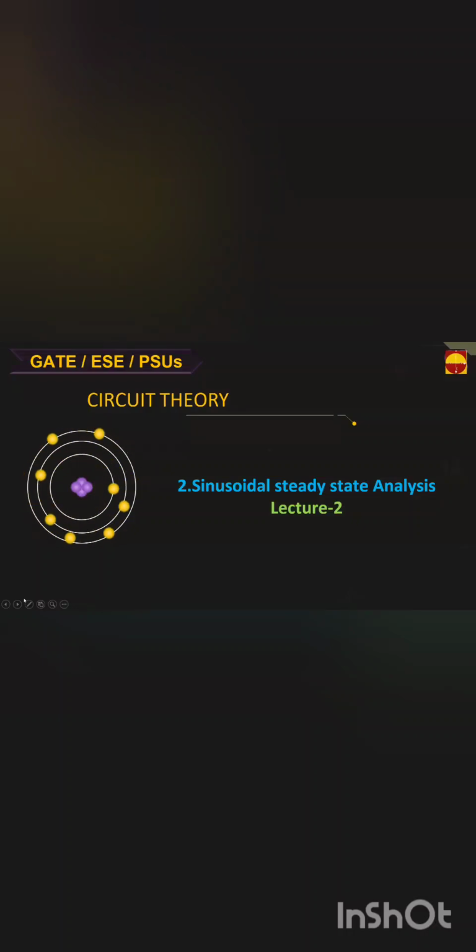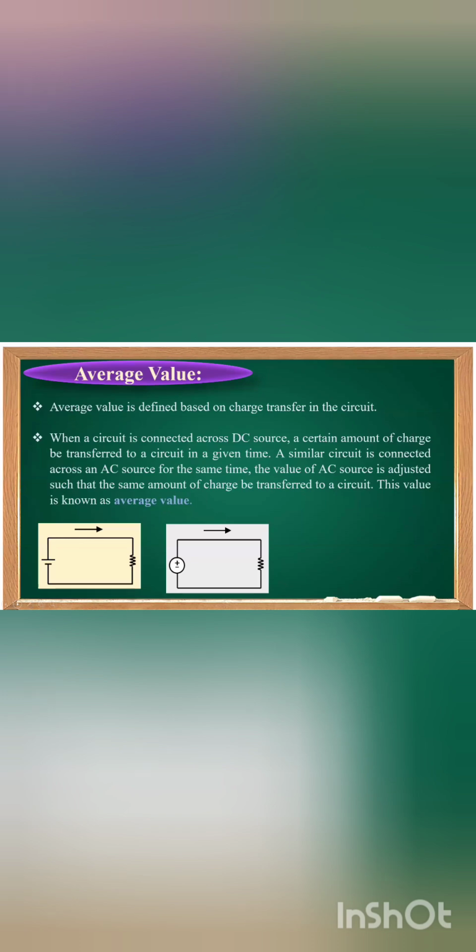Continuation of chapter 2, that is sinusoidal steady state analysis. With respect to chapter 2, I'm starting lecture 2. In the previous session, I gave some introduction to sinusoidal steady state analysis. In this session, mainly how to calculate the average and RMS values for a given waveform or function, and how to define the average value and how to define the RMS value.